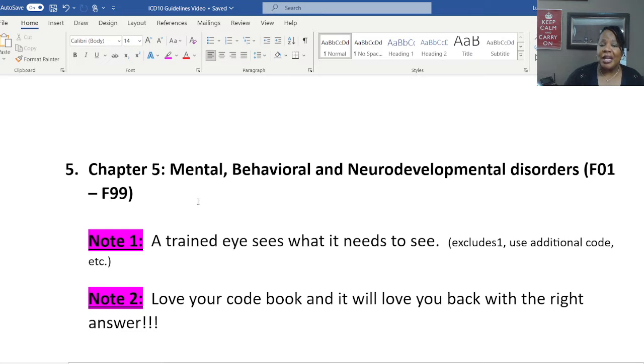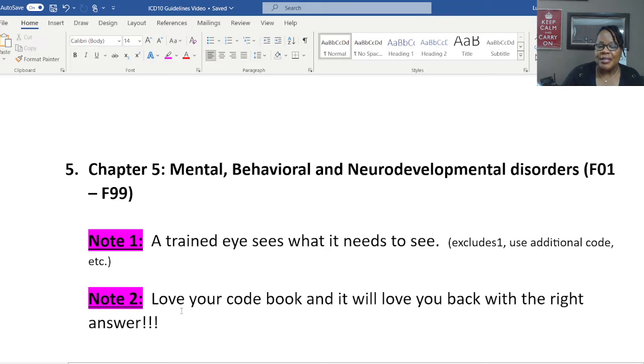We stopped last week at Chapter 5. Chapter 5 is on the mental, behavioral, and neurodevelopmental disorders. You can find these between categories F01 through F99 of the ICD-10-CM classification. And as usual, I put my purple notes, which means these are Code Master Coach notes. And I say, a trained eye sees what it needs to see. Think about those Excludes1 notes, those use additional code notes, etc. Your eyes are now trained as medical coders to see these notes or instructions to you.